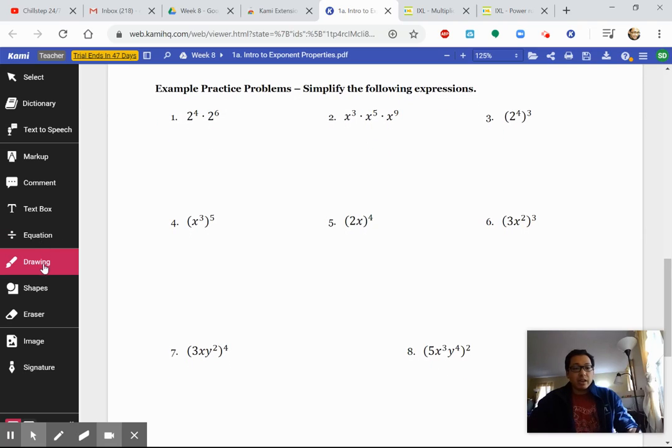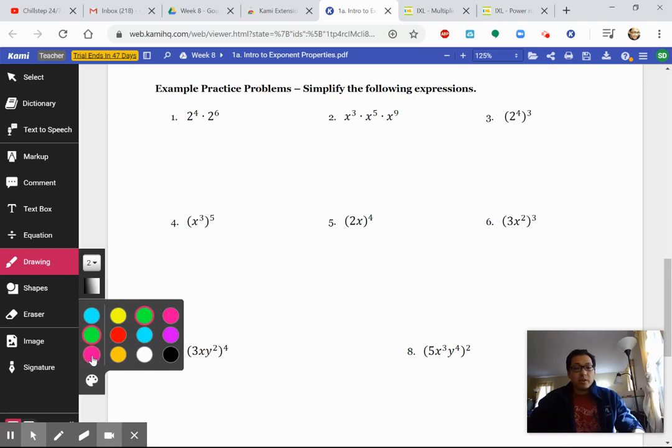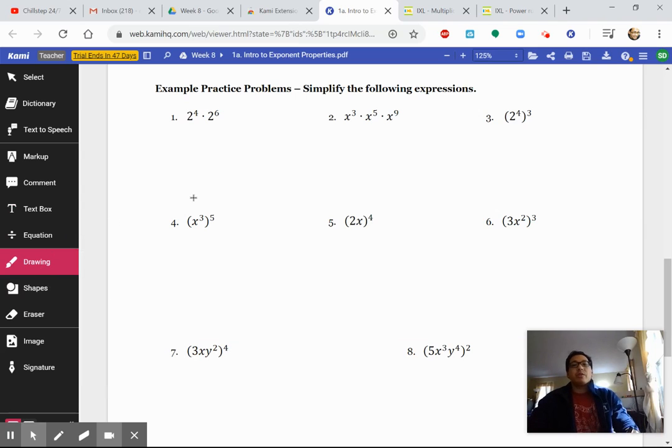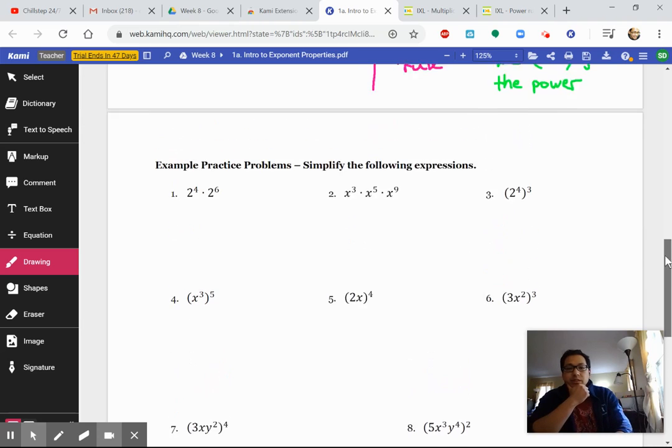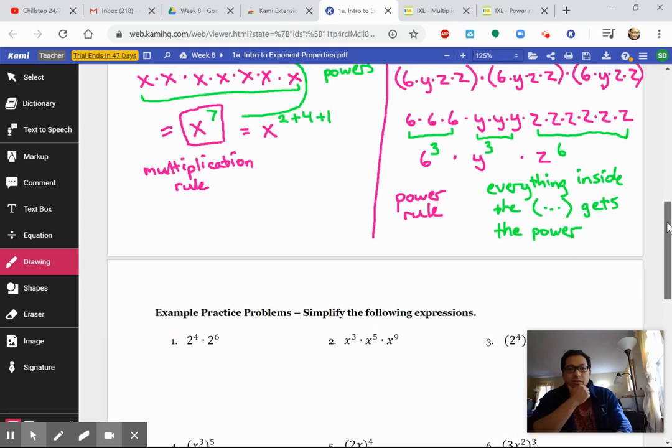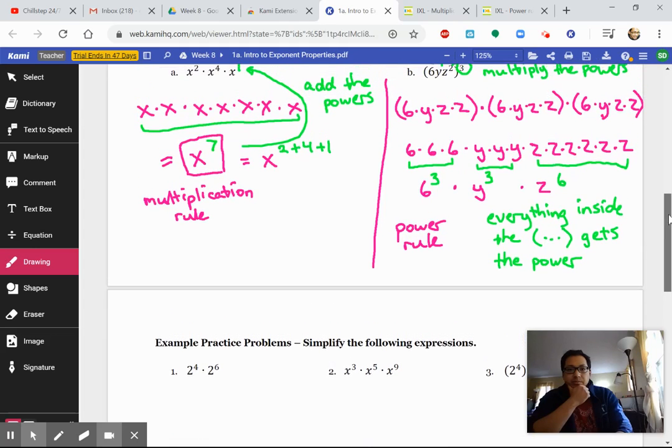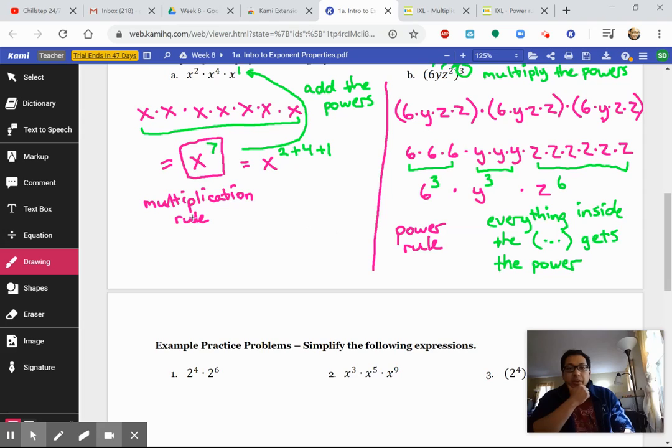So here's some practice. I want to try it out. I know I'm calling it practice, but I'm going to do it. But I want you to think about it. What rule am I going to use here? And what does that rule say? Take a look up here. Am I going to use the multiplication rule or the power rule?